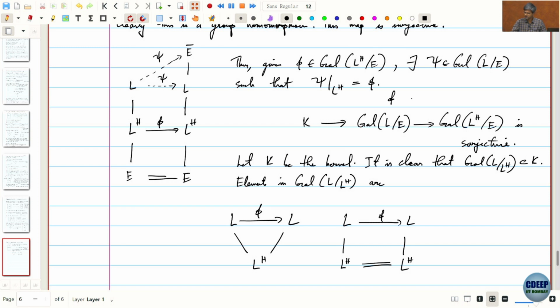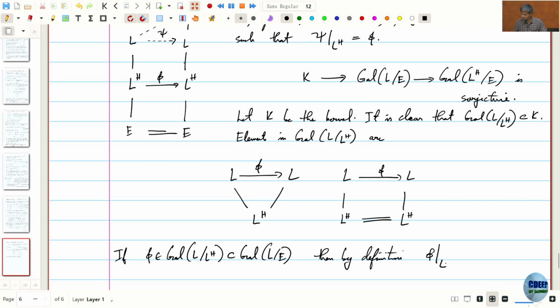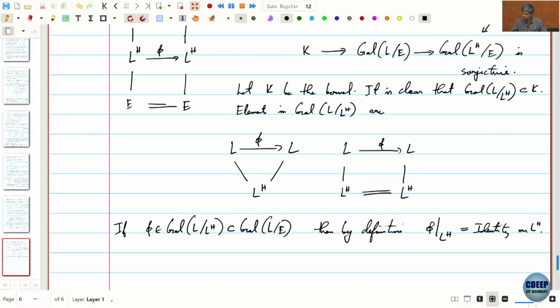So if phi belongs to this subgroup Galois L over LH, which is contained in Galois L over E, then by definition phi restricted to LH is equal to identity on LH, right? Obviously the identity element of this automorphism group is the identity automorphism of LH. So phi restricted to LH is giving the identity.